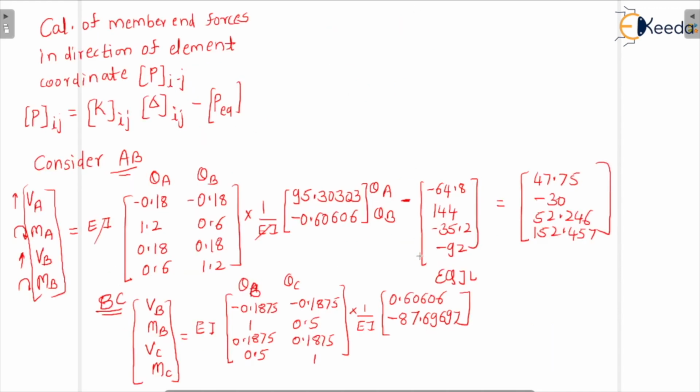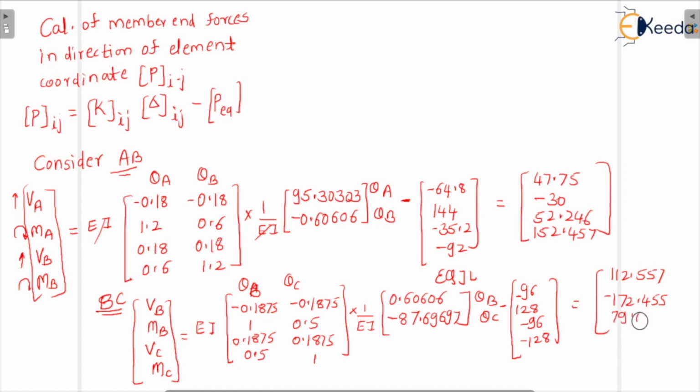So corresponding to theta B, theta C, then minus 96, 128, minus 96, 128. So once we are done with this calculation, we get the answer as 112.557, minus 172.455, 79.43443 and 40. So this is our answer. Okay, VB, MB, VC, MC.